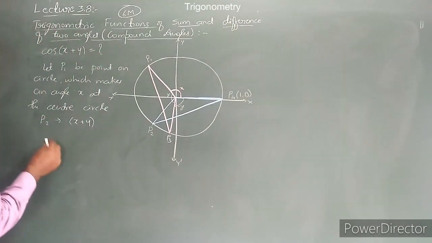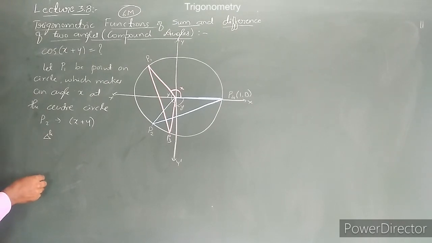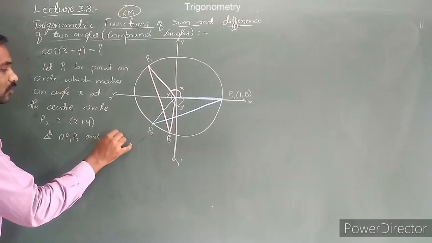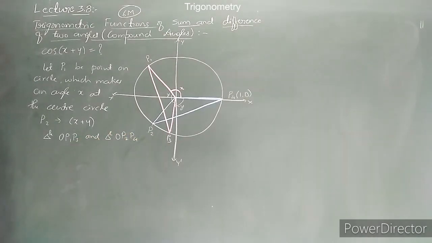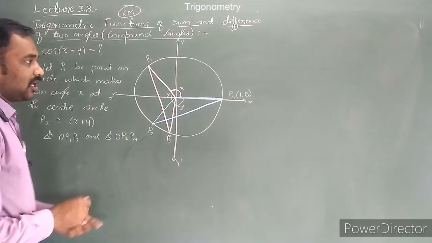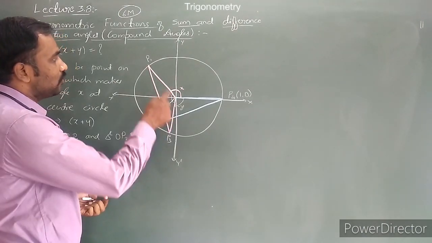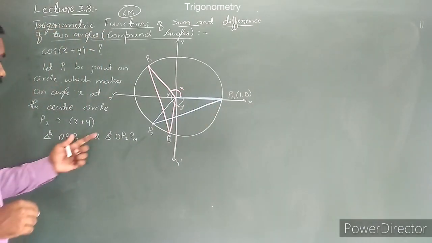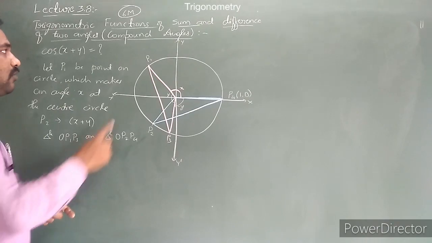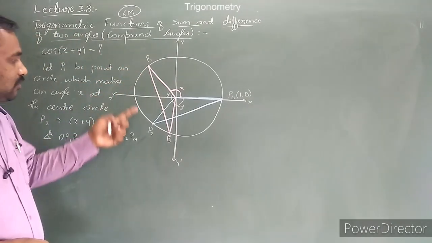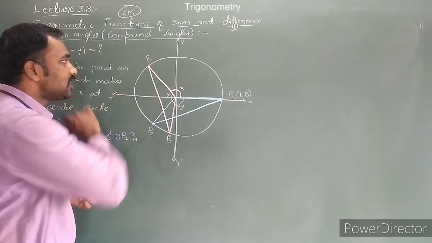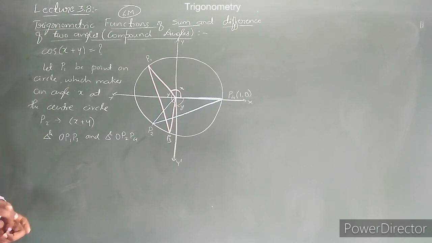Here I am going to write the two triangles: triangle OP1P3 and triangle OP2P4. Are you clear about these two triangles? Before going to the next thing, I want to write the coordinates of P1, P2, P3. The coordinates of P4 we already know. Is it possible to write the coordinates of the point P1? Yes, we can write it.